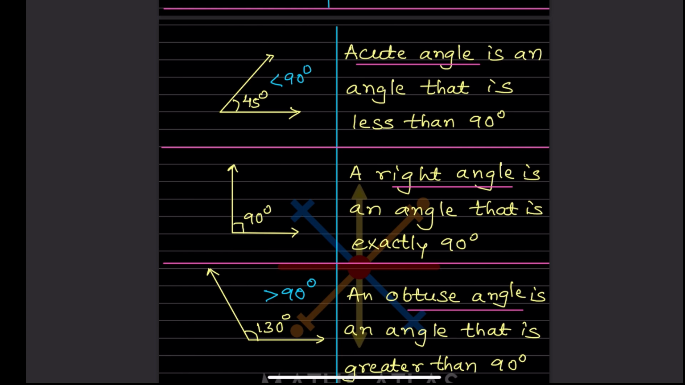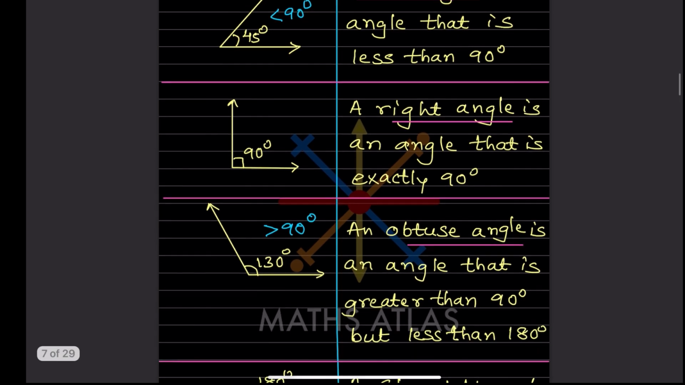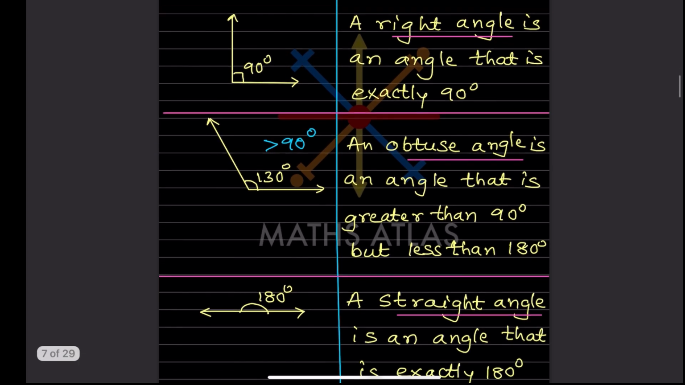Then comes the acute angle. An acute angle is an angle that is less than 90 degrees. This is 90 degrees. Inside this, an angle that is less than 90 degrees is called an acute angle. This is 45, so it is less than 90 degrees. This is the right angle, which is an angle that is exactly 90 degrees.